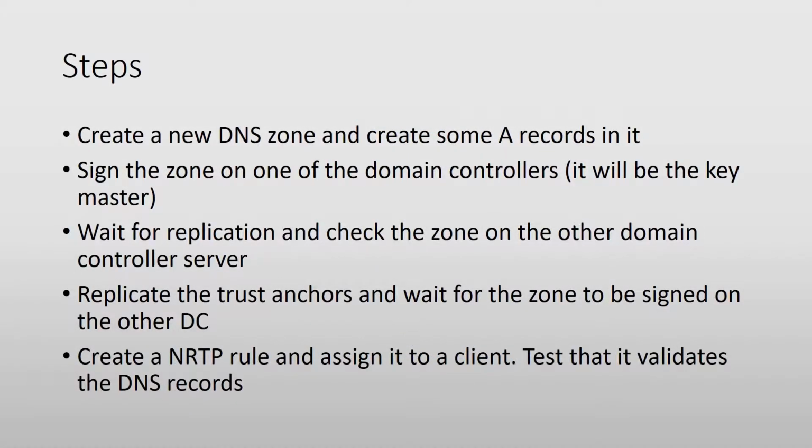So what we will actually do in this video is create a new DNS zone and create some A records to test with. Then we are going to sign the zone on one of the domain controllers, which will also be our key master server. After we wait, of course, for the Active Directory replication, we check the zone on the other domain controller. We will see how to replicate trust anchors after a zone has been signed and wait for the other domain controller to receive them and sign its zone.